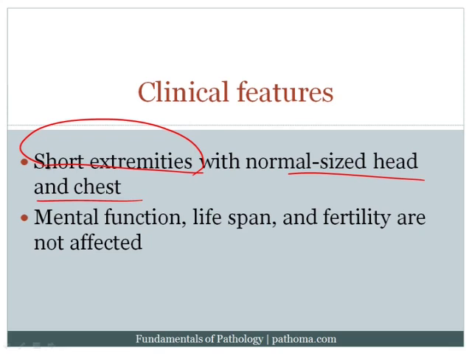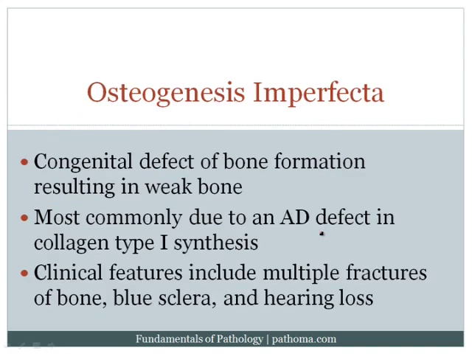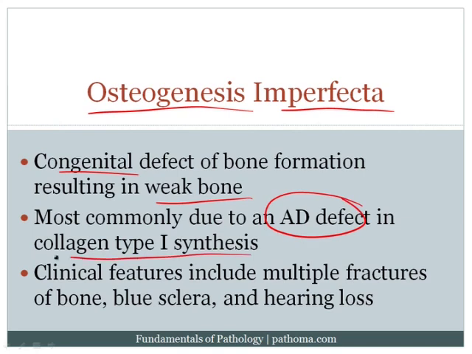Now, important to note that mental function will be fine, lifespan will be fine, and fertility will also not be affected. The next disorder is osteogenesis imperfecta. This is imperfect formation of bone. It's a congenital defect of bone formation, and it results in weak bone. It's most commonly due to an autosomal dominant defect in type 1 collagen.